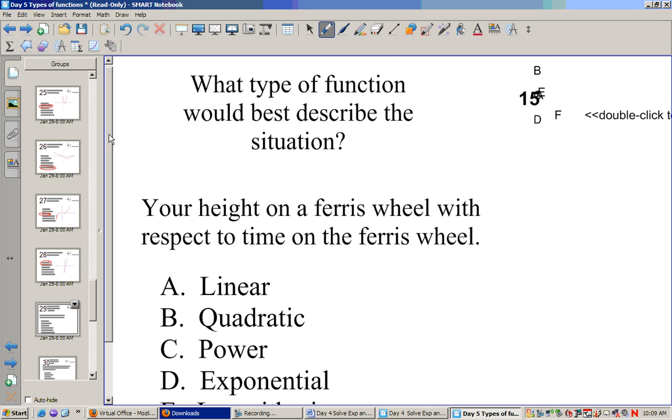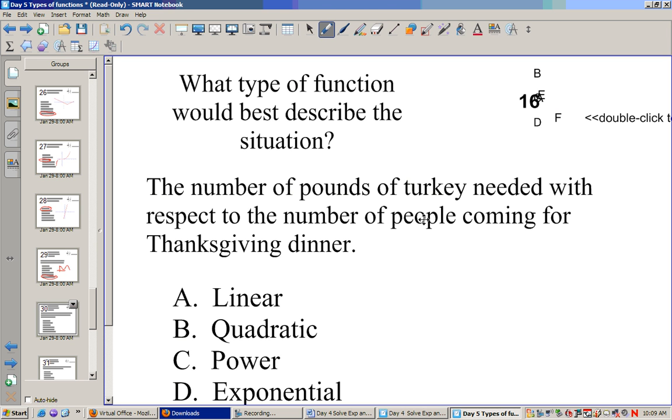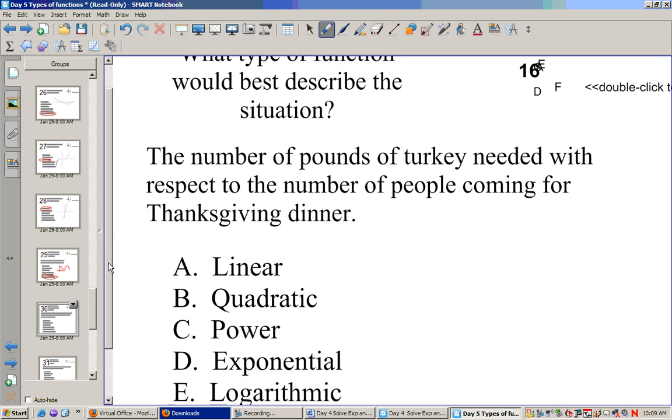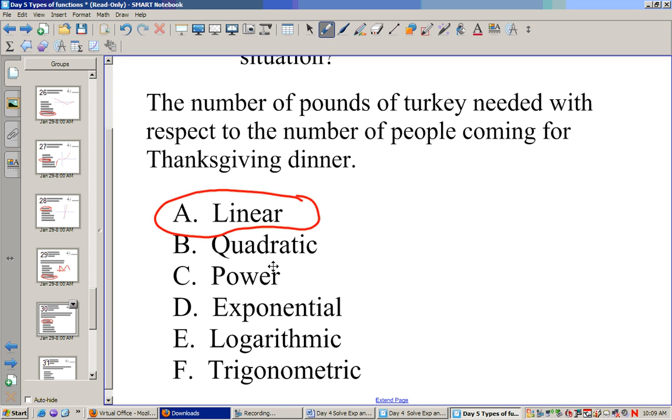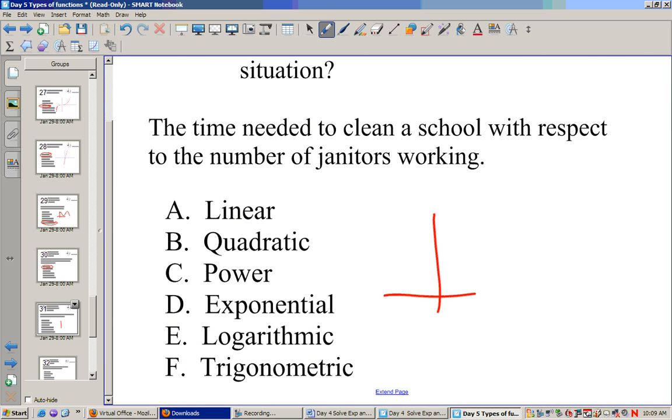All right, so if we were on a Ferris wheel, our height with respect to time, we start up, we go down, we go up, we go down. That would be an example of a trigonometric function. The number of pounds of turkey needed for dinner with respect to the people coming. Well, the more people coming over, each person, you can assume, will eat a certain amount, so that would be a linear function. The time needed to clean a school with respect to the number of janitors working. So if I have 5 janitors working, it'll take less time than if I have 1 janitor working. It will take more time. If I had 2 janitors working, it'll take a little bit less time. But if I had 10 janitors working, it wouldn't ever go towards 0. So this one would be inverse power. We'll never hit 0.